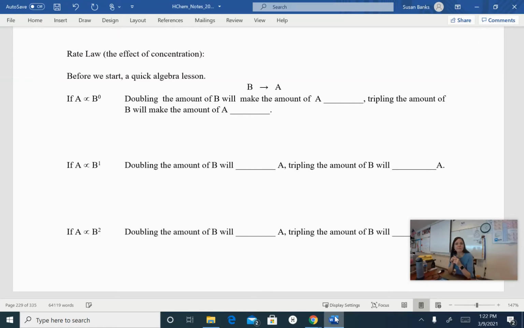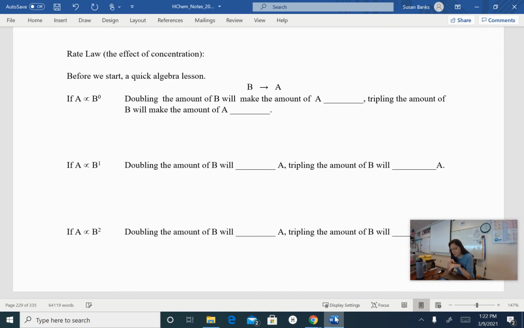Okay, Honors Chem. Today we are going to take some of the things that we learned last time in terms of reaction rate and things that affect reaction rate, and we're going to apply mathematical principles to actually figure out what the reaction rate is today. So before we dive into figuring out mathematically how we determine the reaction rate, let's do a little bit of an algebra lesson with exponents.